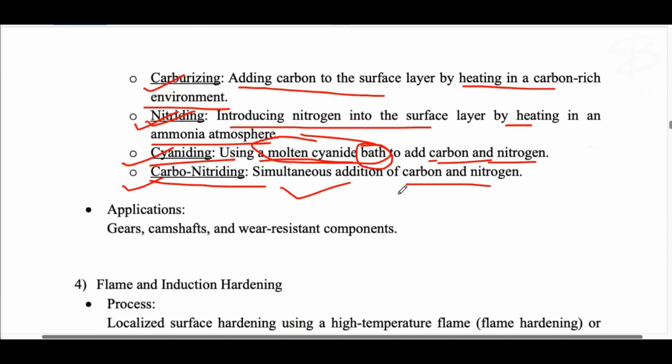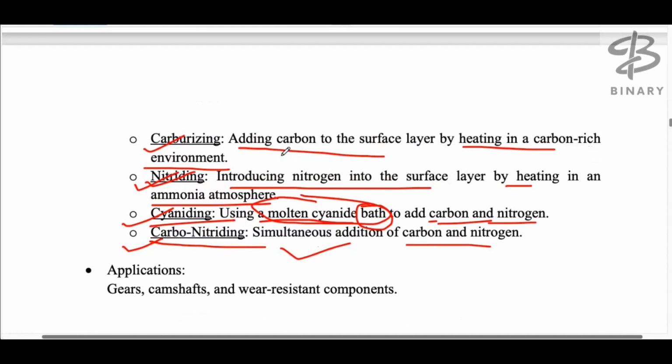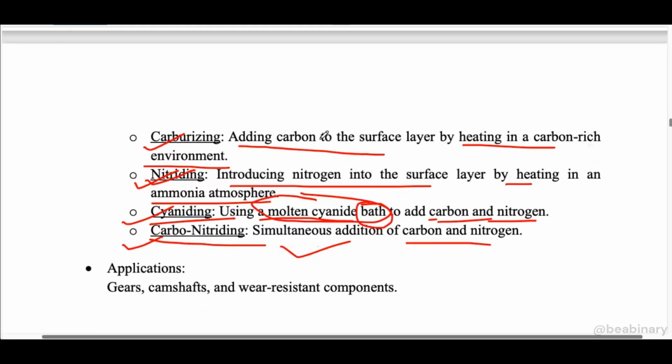These are all basically just two processes: either we add carbon, or we add nitrogen. Sometimes we do it together, or sometimes simultaneously. So basically just carbon and nitrogen play the role in case hardening.